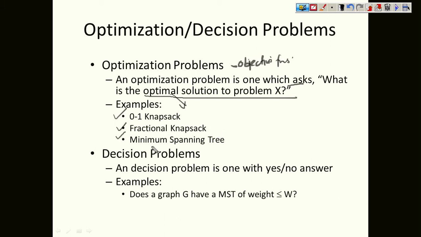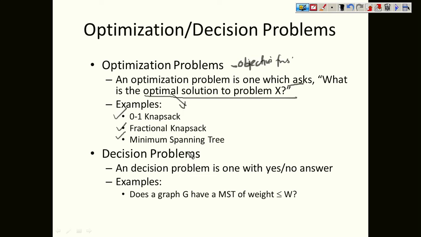Finding the minimum spanning tree, here we want to minimize the cost to connect all the vertices of the given graph. Similarly, we have the Bellman-Ford algorithm for finding the shortest path, where we want to minimize the cost of moving from one place to another. So these are all optimization problems.